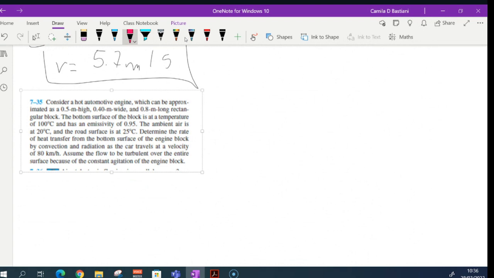So, consider a hot automotive engine. I'm just going to get a drawing as well for us. My drawings are horrible, so I'd rather just use the book ones.